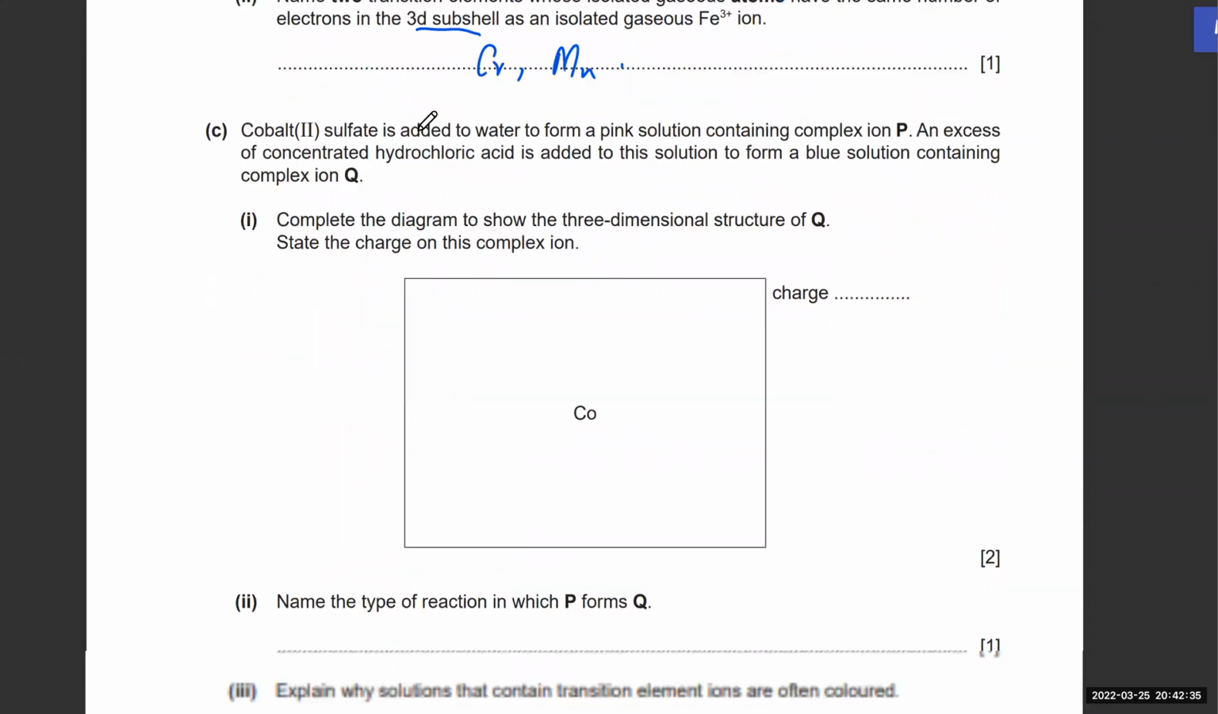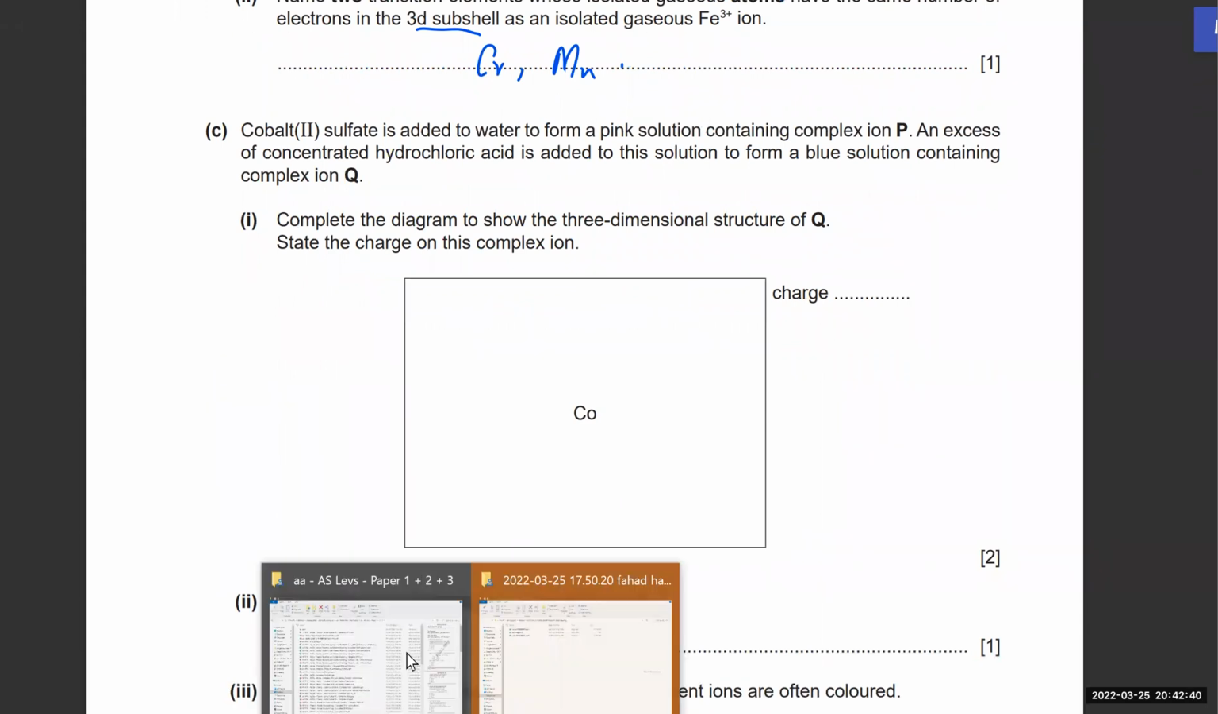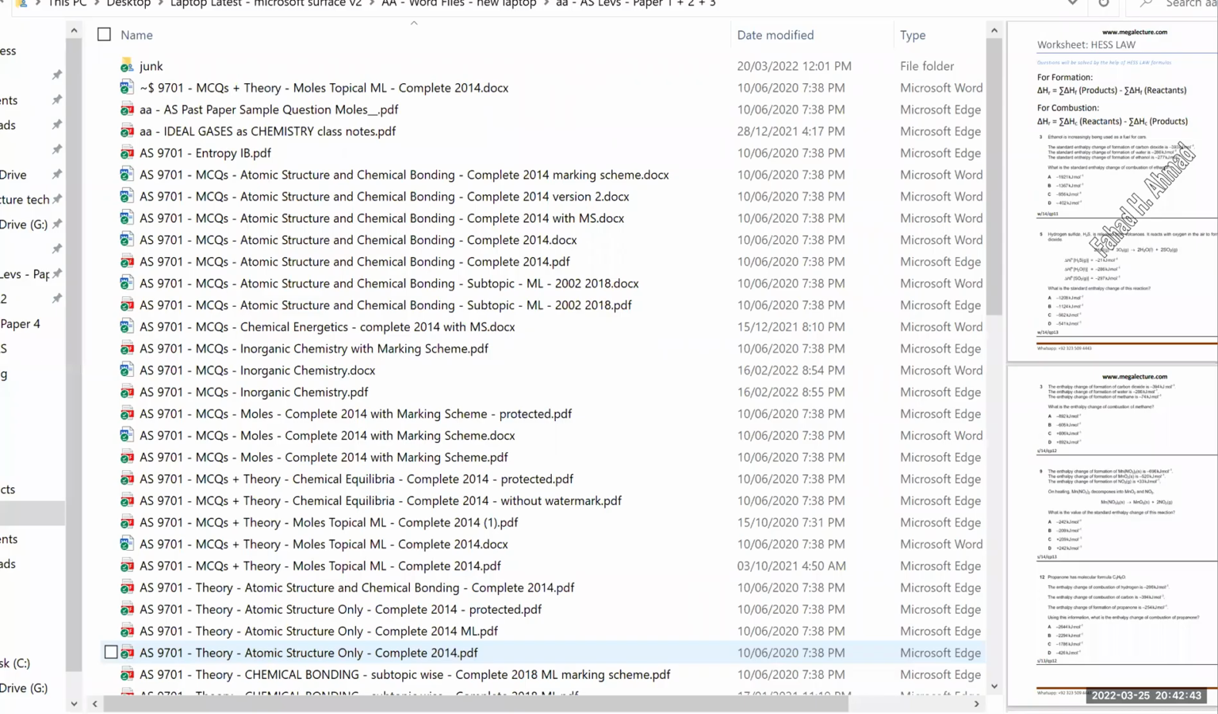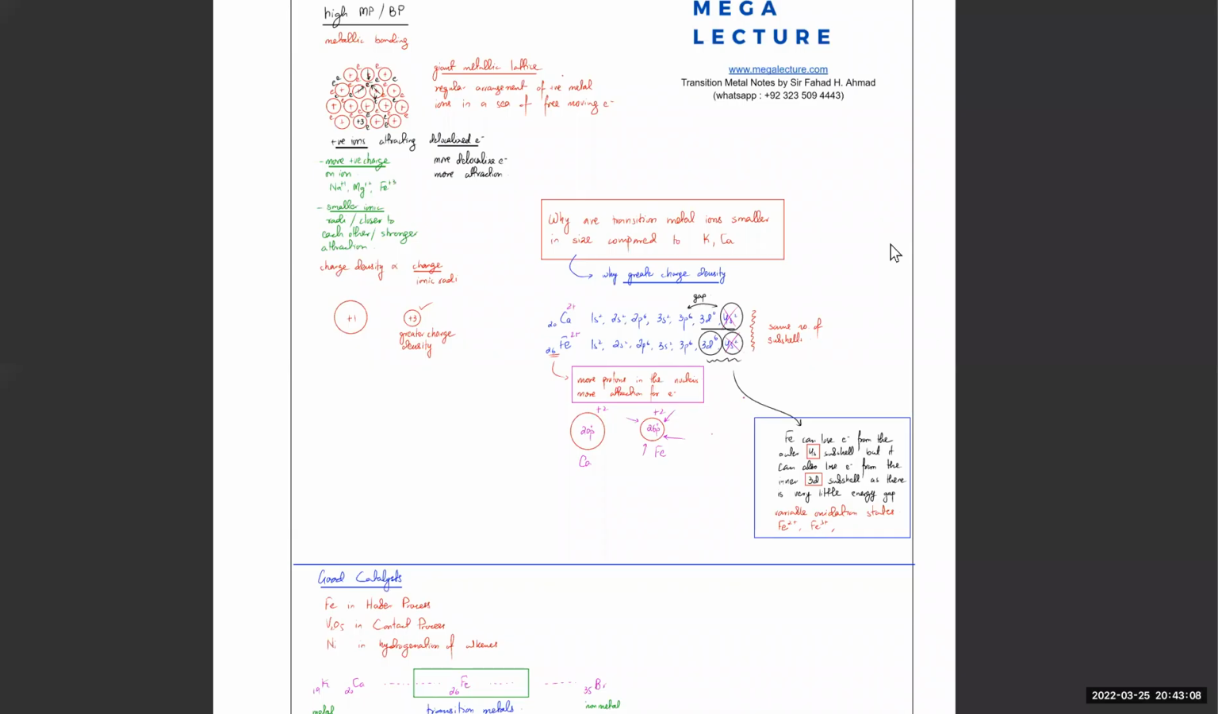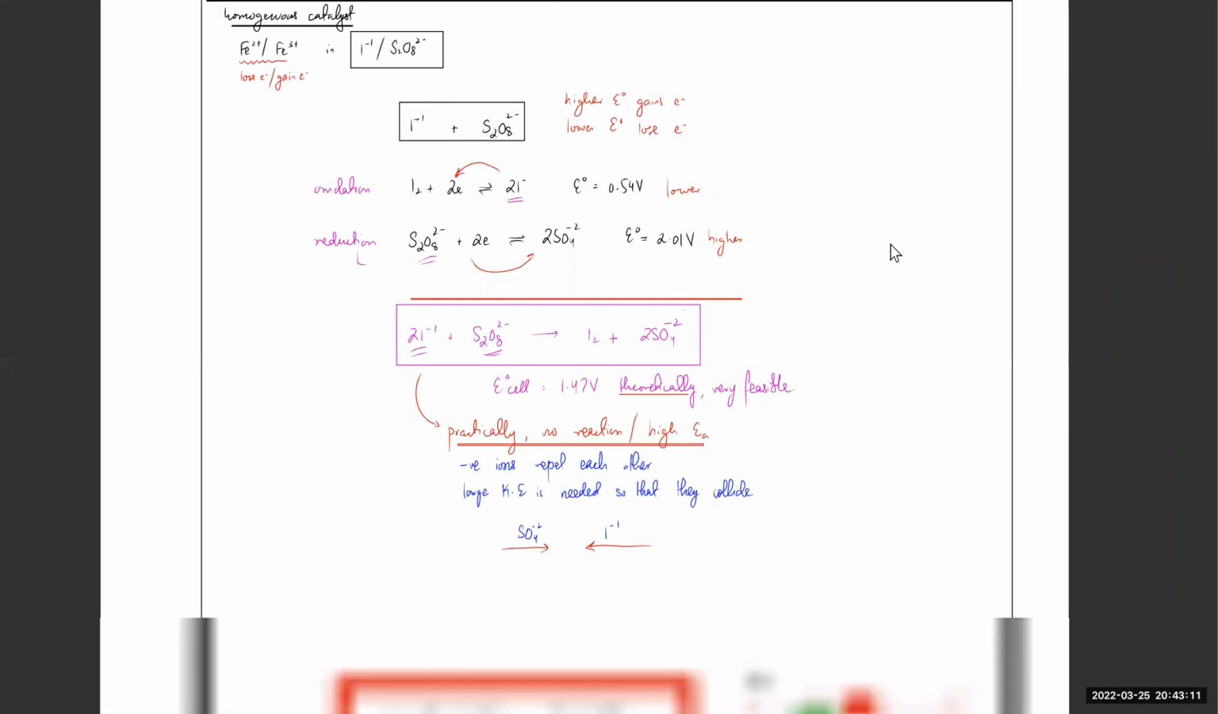And then you have cobalt. Cobalt sulfate is added to water to form a pink solution. So I'll just quickly open the notes for this. Transition metals. So there are 2 ligand exchanges for copper and cobalt that you have to memorize. These are the notes that I sent in the group earlier. So you've got to memorize these color changes.